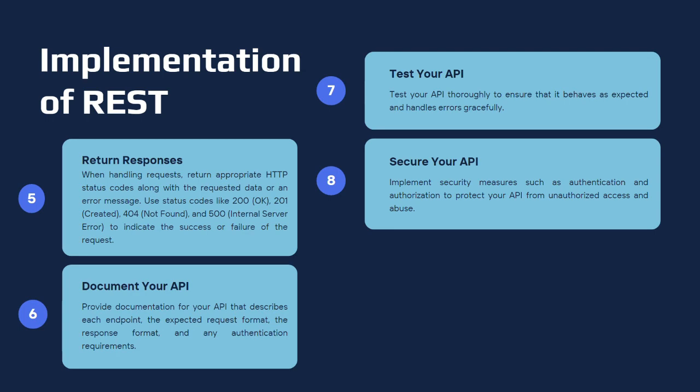To document your API, provide documentation that describes each endpoint, the expected request format, the response format, and any authentication requirements. To test your API, test it thoroughly to ensure that it behaves as expected and handles errors gracefully. To secure your API, implement security measures such as authentication and authorization to protect your API from unauthorized access and abuse.